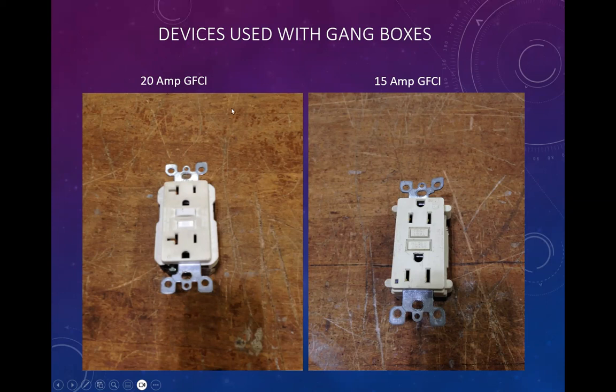This one is 20 amps, this one is 15 amps. Those two have different ampacity, and ampacity is the ability to conduct current. Since current is measured in amps or amperes, ampacity is the measure of how many amps you can put through that. So this receptacle is capable of providing 20 amps. This one is capable of providing 15 amps.